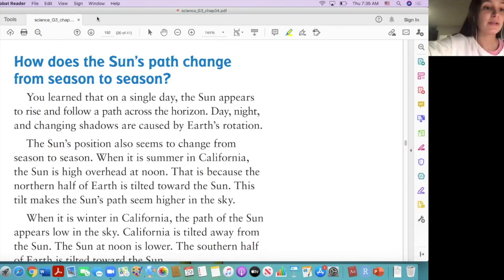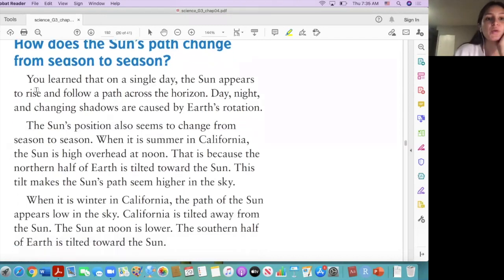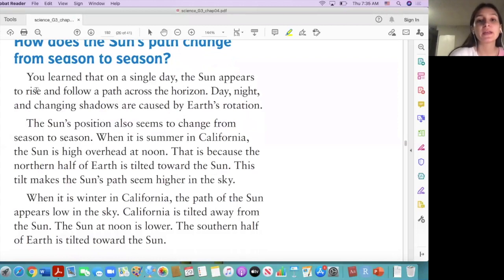So how does the sun's path change from season to season? Okay, so you learned that on a single day, the sun appears to rise and follow a path across the horizon. Day, night, and changing shadows are caused by Earth's rotation. The sun's position also seems to change from season to season.